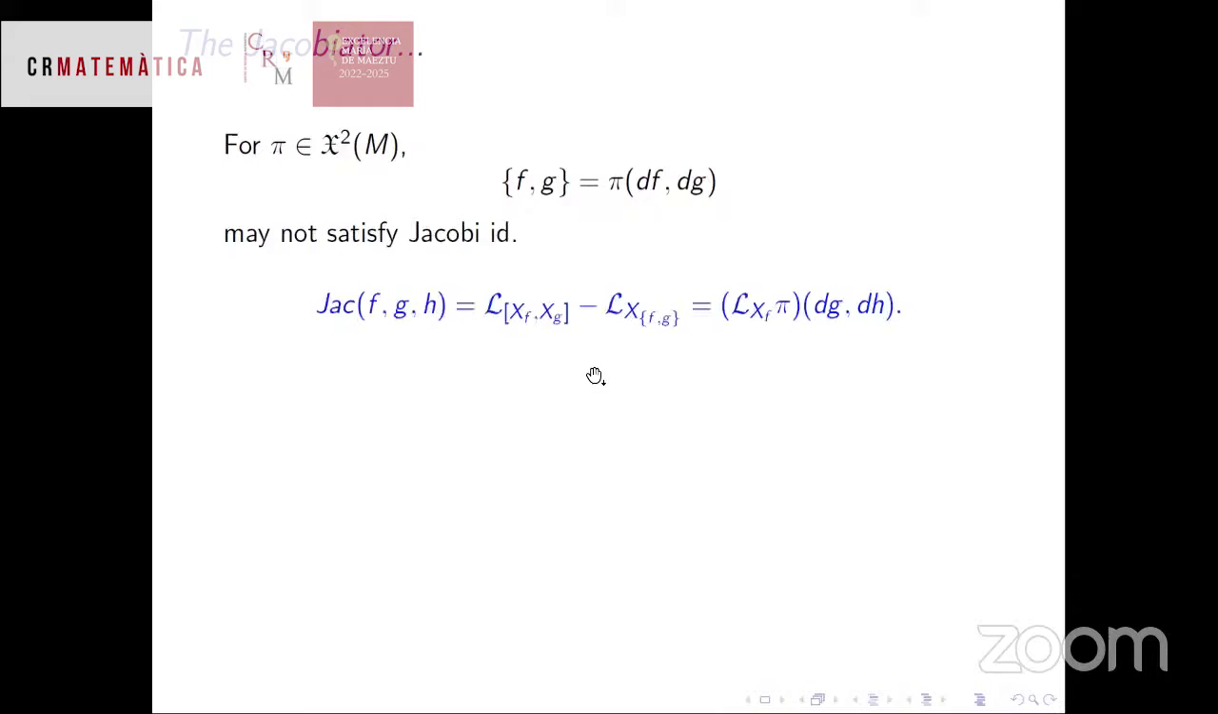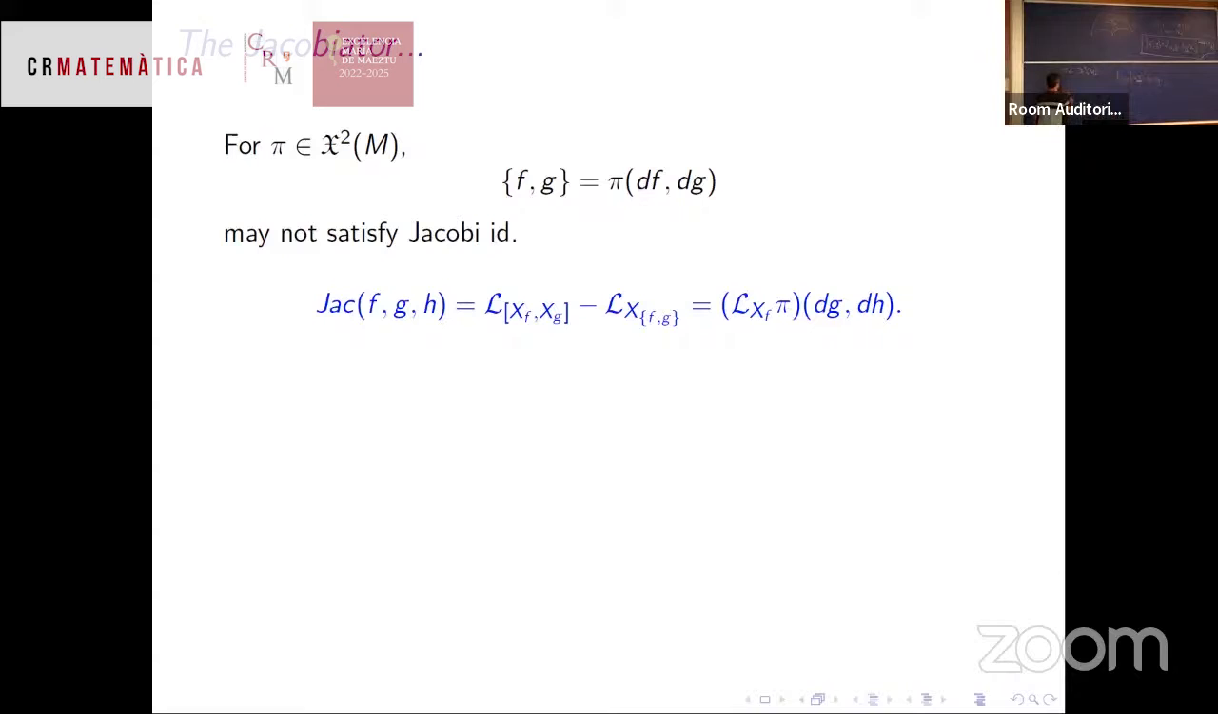Okay, but if you define the expression that calls a Jacobiator, which is the expression that you would like to be zero plus cyclic permutation. So this is the expression that you would like to be zero to define some structure.